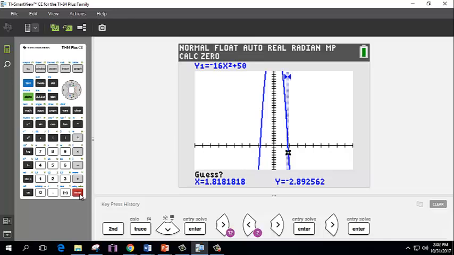I press enter, enter a third time, and that gives me my 0 occurring at 1.768 seconds. So how long will it take for him to hit the water? That's at 1.768 seconds. And that is your answer.